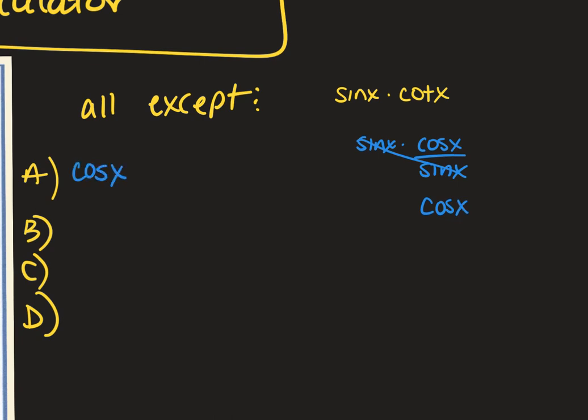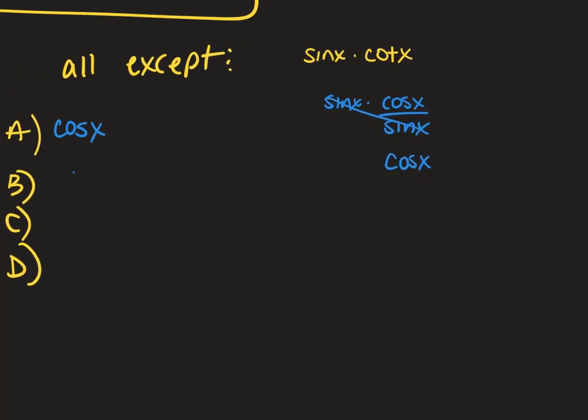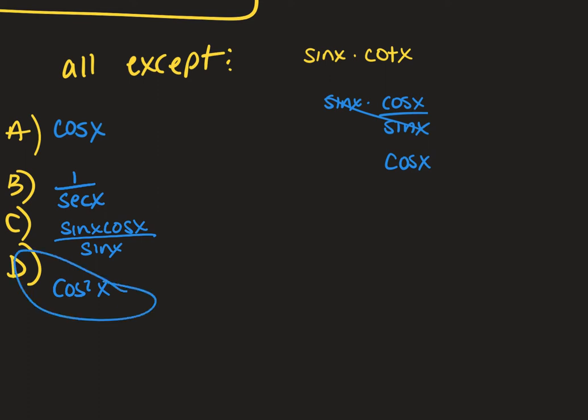But then also there might be something that says 1 over secant, which is what? Also cosine. Or other ones that also mean that, like step 2 that was there. It could say sine of x times cosine of x over sine of x, which would also be cosine, okay? And then maybe one answer says cosine squared of x or something like that. And so this is not true. So that would be the one you would circle.